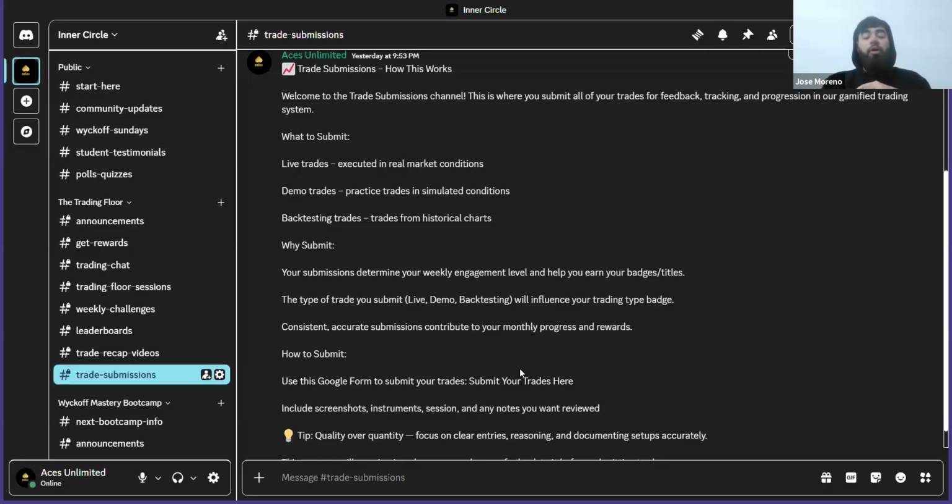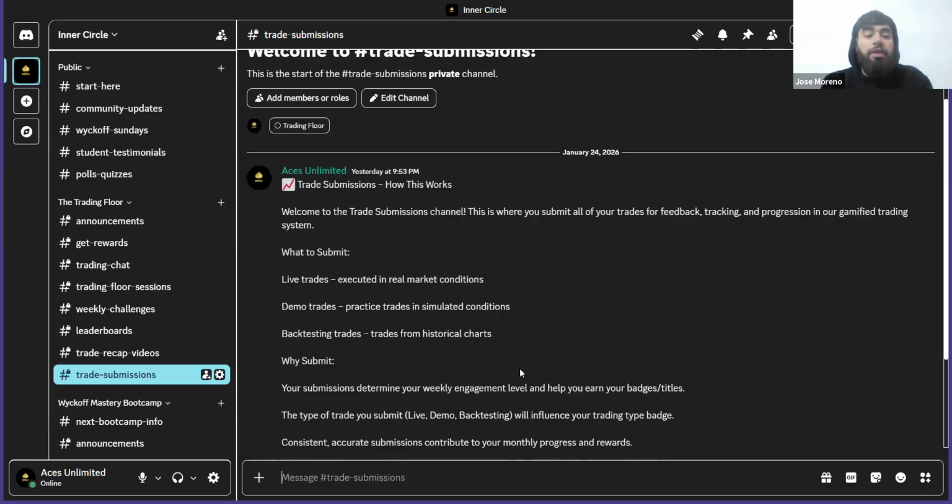So the trade submissions, you can almost think of it like your trading journal, a guided trading journal that your mentor, me, is going to be able to give you feedback on, see, and even get data from your trades that will be put into the leaderboards that are going to contribute to the weekly challenges. So it all starts with this.